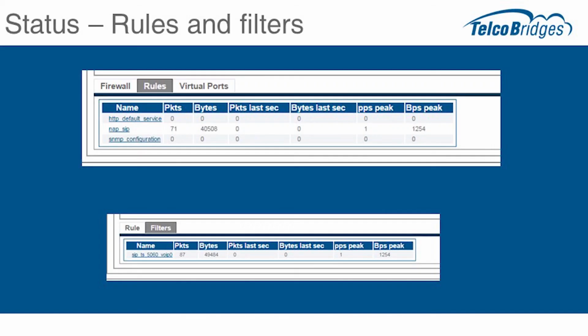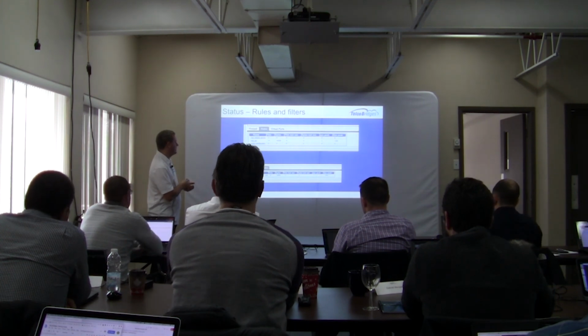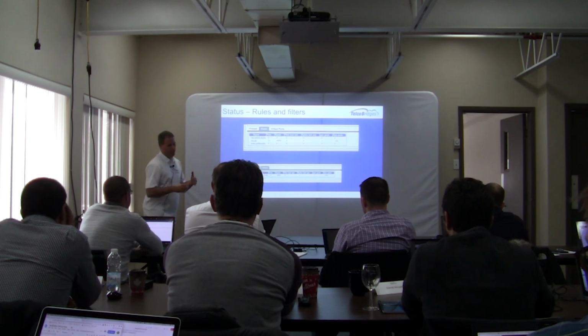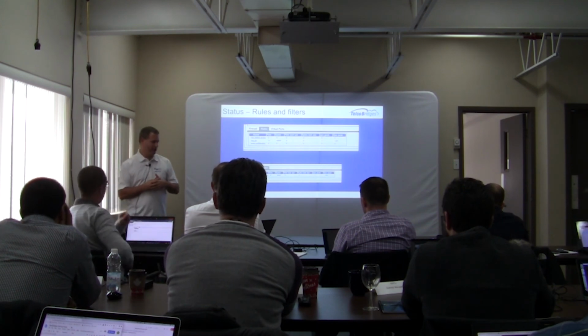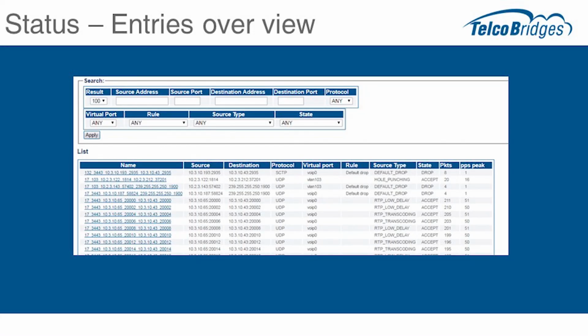Okay, almost done. Rules and filters. What do we have here? See here, we can see that's in rules. Okay, firewall rules or SBC rules. How many packets we received. So you can see how close you are to the protection that you have put in the system. How many packets were received or how many bytes were received. So you can see this in the SBC status. Entries, we looked at that already.